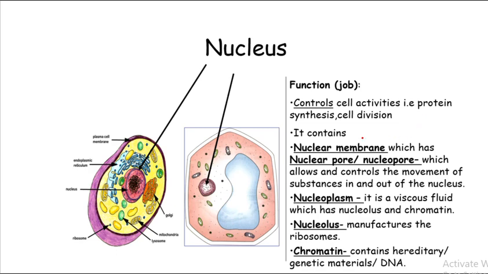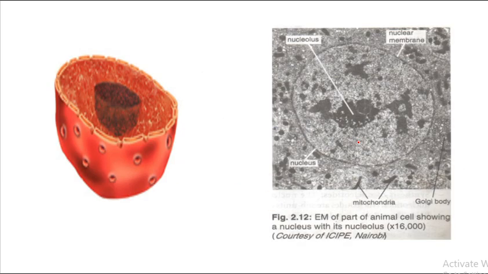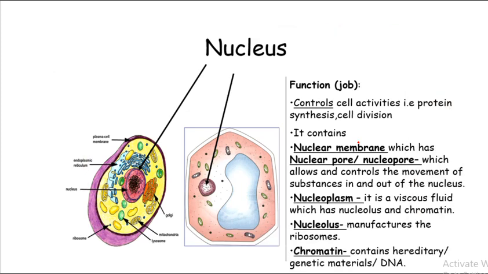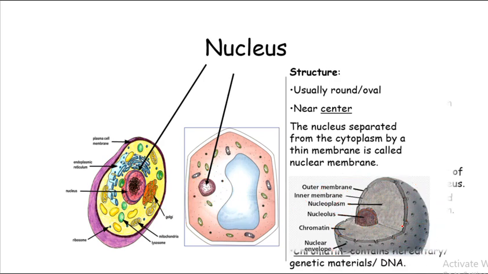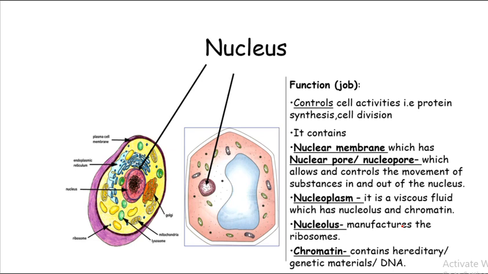And it contains, as I've said, the nuclear membrane, and the nuclear membrane has a nuclear pore which allows and controls movement of substances in and out of the nucleus. You can have the nuclear membrane here. This is the nuclear membrane. Then we have the nuclear pore here, another one here, which allows materials in and out of the nucleus.